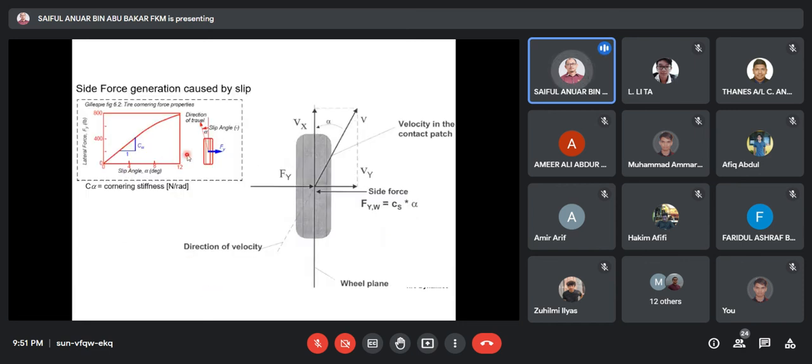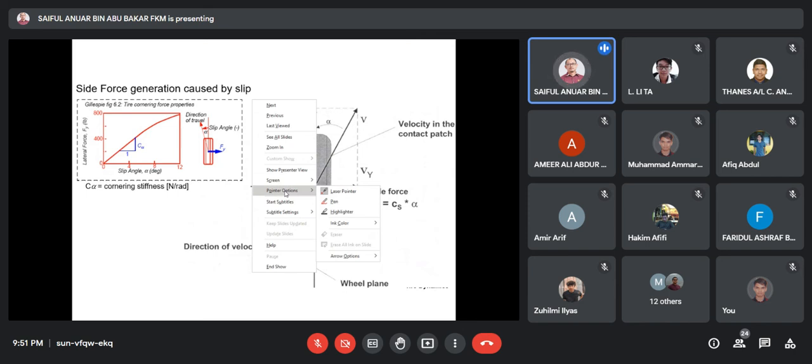Okay, this is the side force generation. This is very interesting. Okay, this one goes last and then we stop. This is actually the side force generation caused by slip. Previously we already took a look at the lateral force equation.